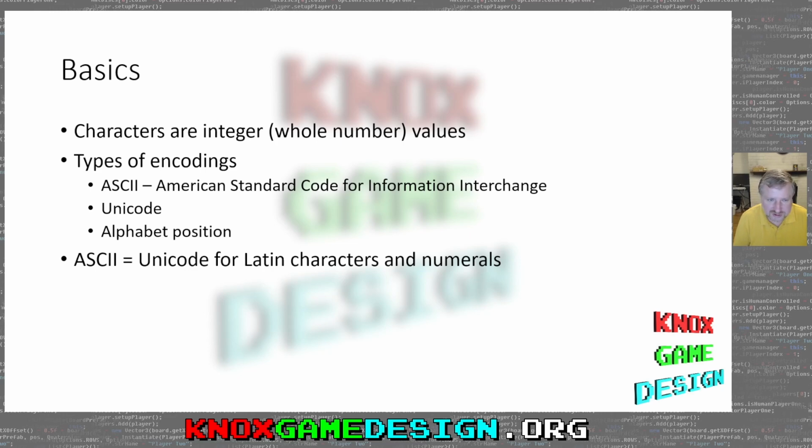There are different types of encodings out there. The one that I started out with is ASCII, the American Standard Code for Information Interchange. Then along came Unicode, which added many more characters from different languages. You can also encode letters just as their position in the alphabet. A is 1, B is 2, C is 3, all the way up to Z is 26. Or some people specify A0, Z25, or A1, Z26, depending on whether you start out with A as 1.